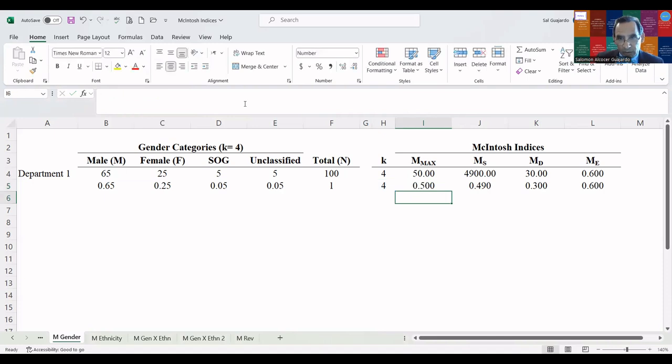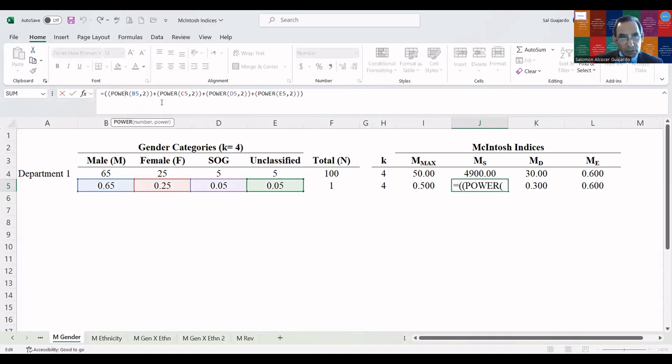So that's going to be 0.50. Now, to obtain the McIntosh similarity score, again, that's going to be the number of the percentage squared. And so the formula for that here is going for J5, which is the percentages.